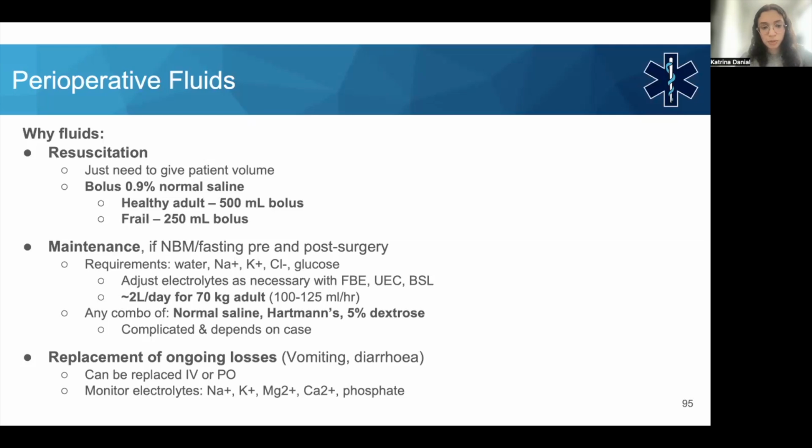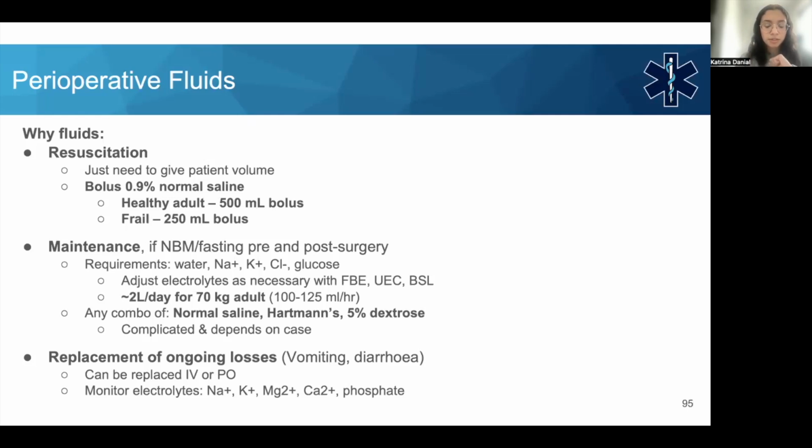So normally we give a bolus of normal saline. In a healthy, normal adult, we'd give a 500 ml bolus. So bolus means straight away. It's not over a certain amount of time. If somebody's really frail and old, we just want to be a bit more careful. So we give them a 250 ml bolus.